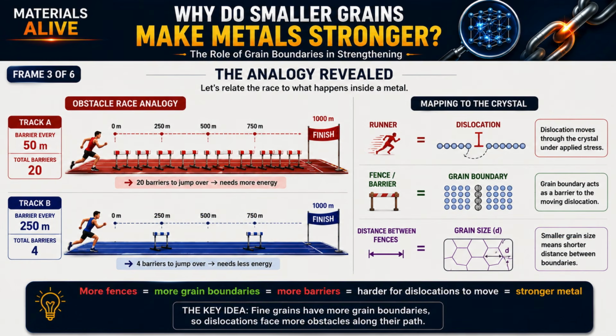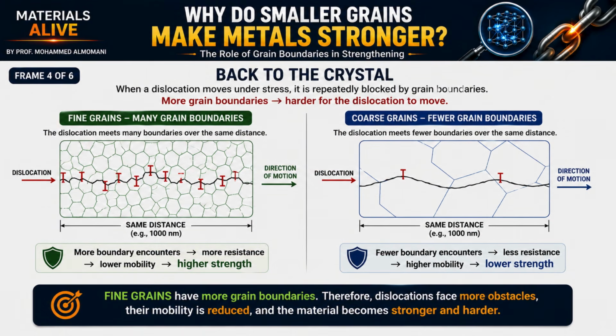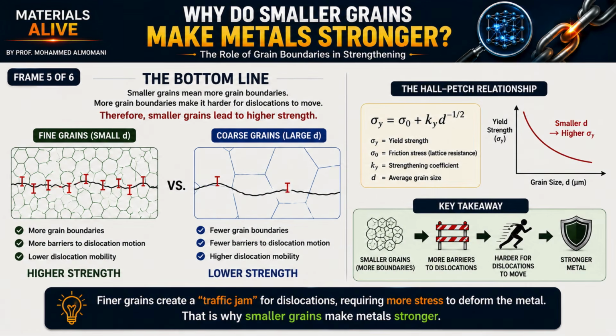Now think of the runner as a dislocation, and each barrier as a grain boundary. In a metal with large grains, there are fewer grain boundaries, so dislocations can travel longer distances with fewer obstacles. But when the grains become smaller, the number of grain boundaries increases. Dislocations encounter barriers more frequently, making their motion more difficult. This means that greater stress is required to continue plastic deformation.